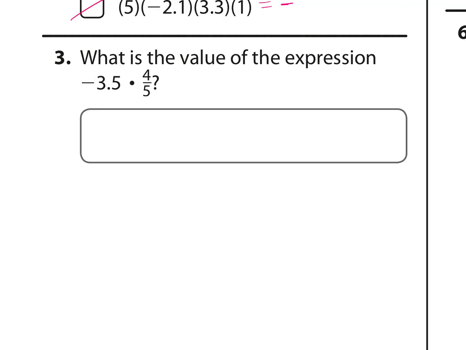Number 3, what is the value of the expression negative 3.5 times 4/5? Notice that one of these is a decimal, the other is a fraction. So we need to change them to the same types of numbers. We could make them both fractions or we could make them both decimals. Since 4/5 is a fraction that will change to a terminating decimal, I'll write the decimal form. So I've got negative 3.5 times 4 divided by 5 is 0.8. And I can just multiply that out. A negative times a positive is a negative. And I can use a calculator to get that's negative 2.8.